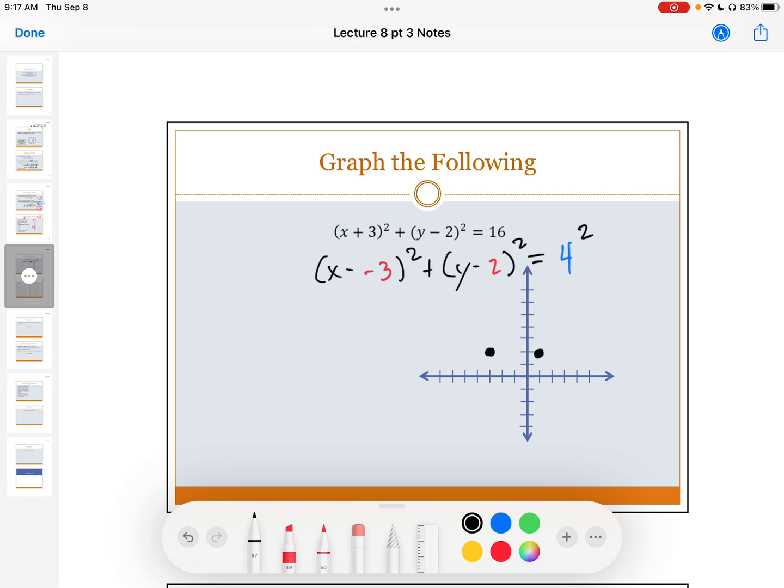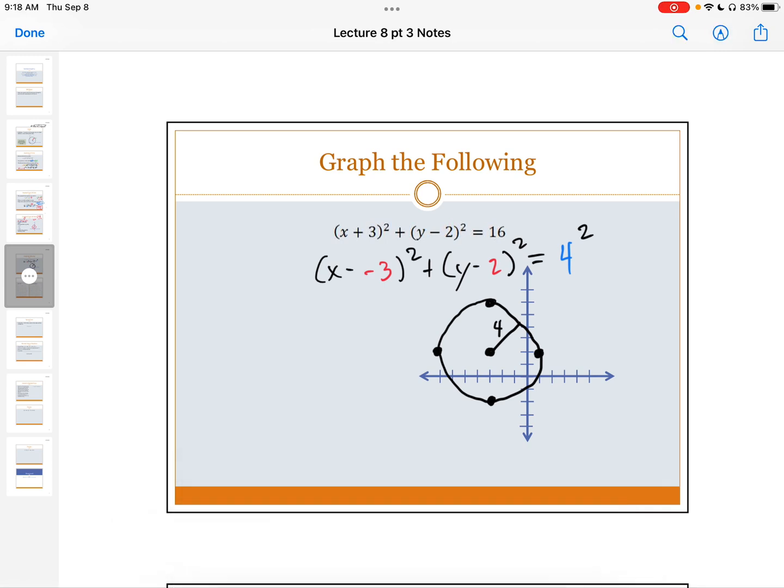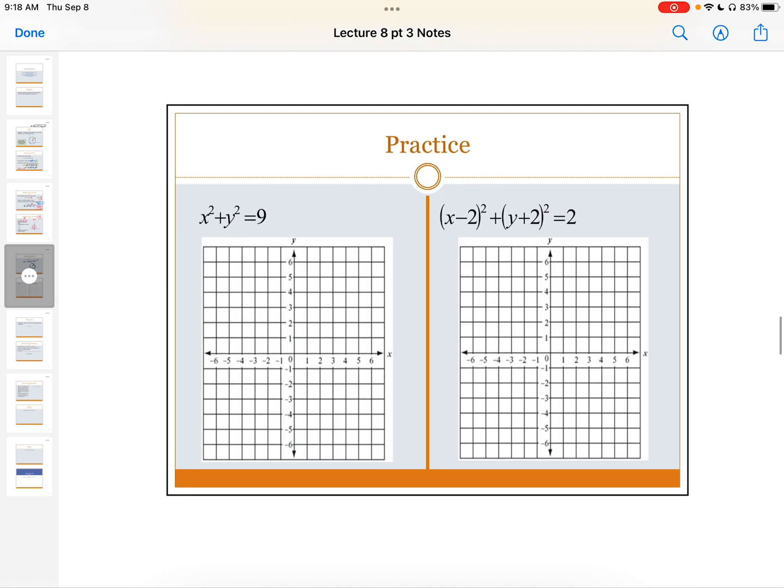So right 4, I can go. Down 4, I can go. To the left 4, and I can go up 4. Draw my circle. Again, not everybody's as talented as I am. Label your circle as a radius of 4. Perfect. Now, these next two here are a little bit more difficult, so I'm going to do these with you guys.